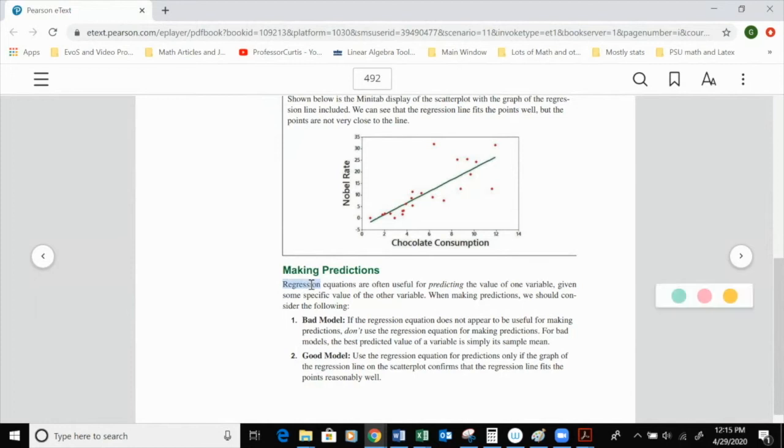Why do you want the regression equation? Because someone's going to come along with an x value. My x value is exactly 8. I've just found a country, and we haven't measured them before. I've just found a country that eats exactly 8.0 kilograms of chocolate annually per resident of the country. How many Nobel Prize winners should we expect?